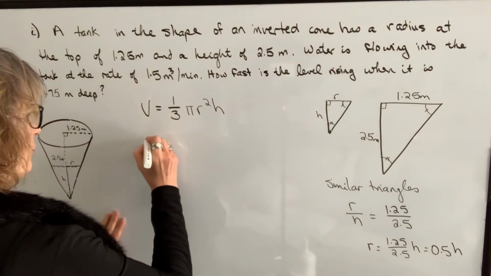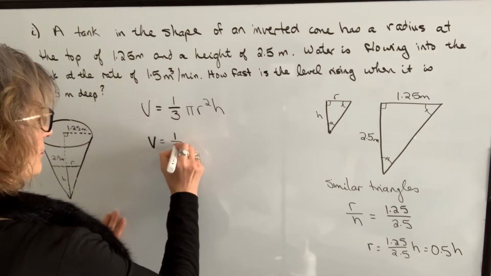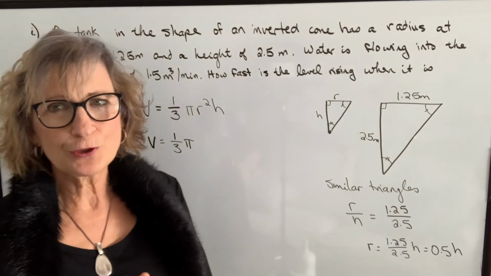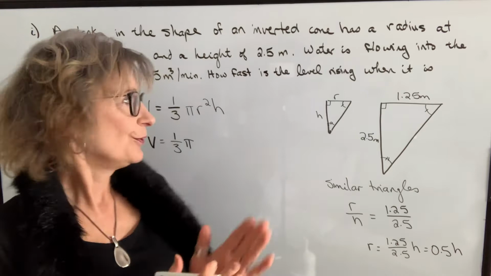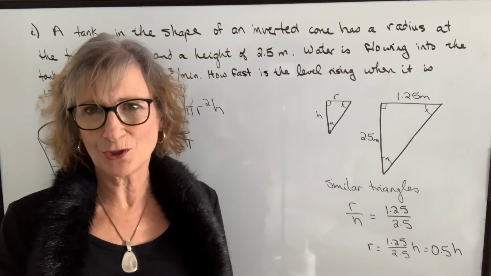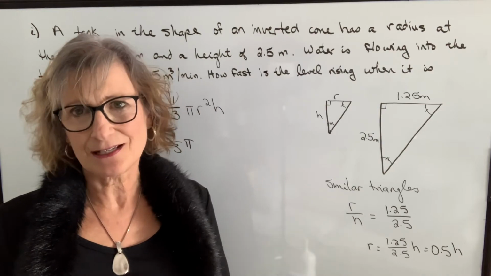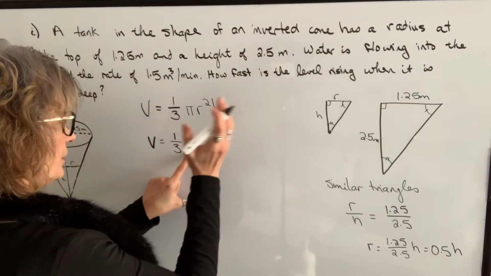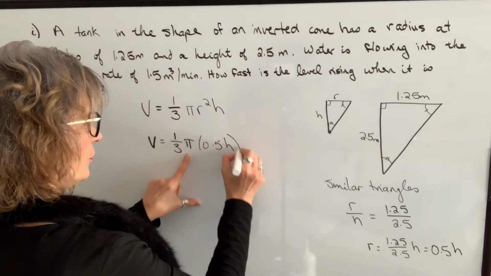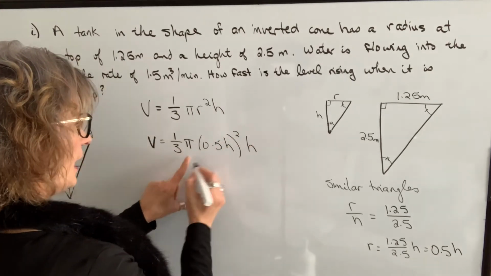So I'm going to do that first before I do any differentiation. If you don't do it first, when you differentiate, we would have to use the product rule and we'd have to put our rate of change of radius, which we don't know. So you're going to get stuck. So we need to do it at the beginning. So it will be pi over 3 times (0.5h) squared times h. I'm going to clean this up.